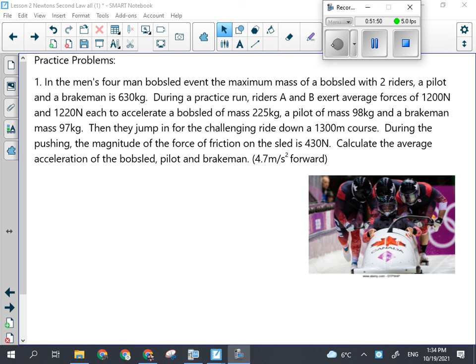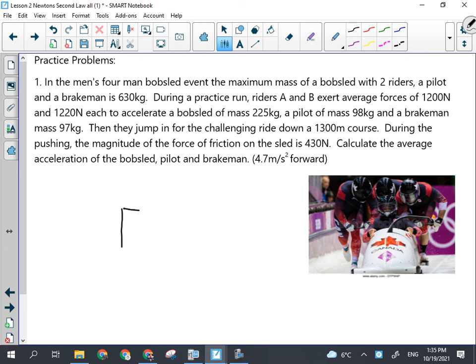Okay, during a practice run, riders A and B exert average forces of 1,200 and 1,220 newtons each to accelerate a bobsled of mass 225 kilograms, a pilot of mass 98 kilograms, and a brakeman of mass 97 kilograms. Then they jump in for the challenging ride down the track, which doesn't matter. Then it says, during the pushing, the magnitude of the force of friction on the sled is 430 newtons. That's a number I'm going to need. Calculate the average acceleration of the bobsled.